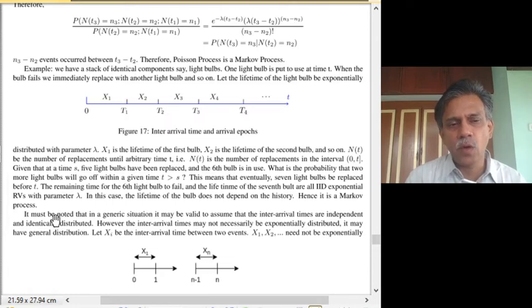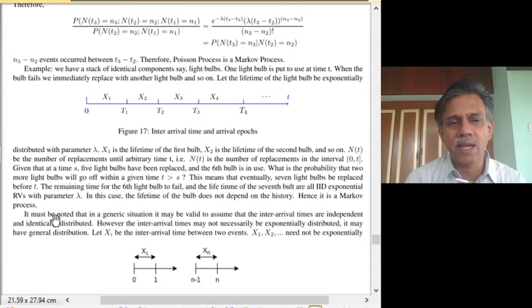For example, if you look at the arrival of taxis at a taxi stand, or customers to a marketplace, the duration between the arrivals of two customers need not always be exponentially distributed, but it is quite valid to assume they are independent of each other. They have independent distribution.